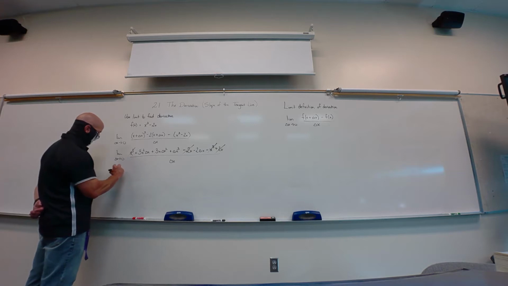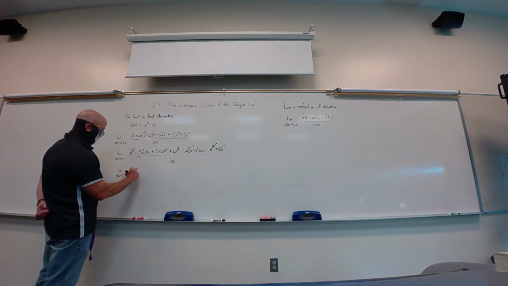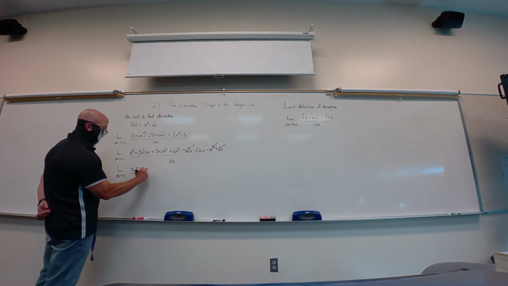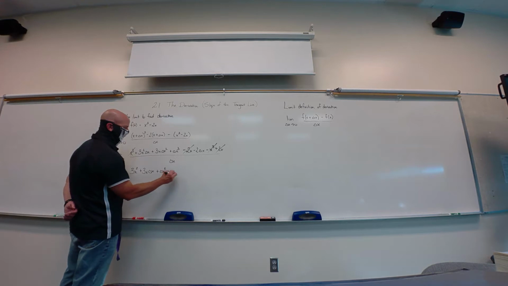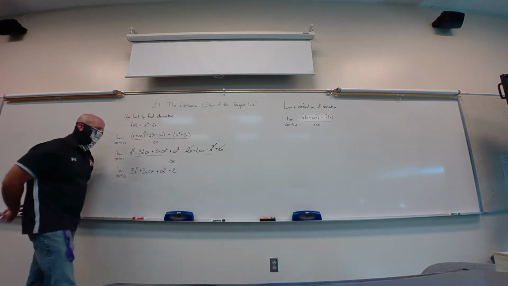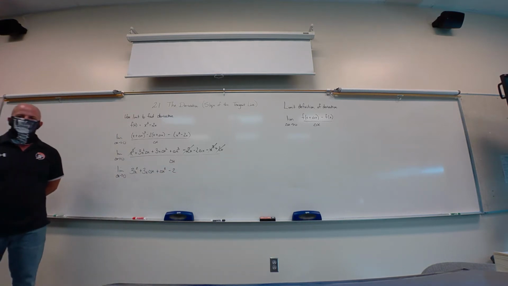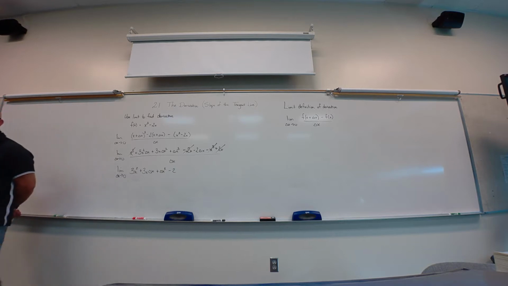Limit, delta x approaches 0, 3x squared plus 3x delta x plus delta x squared minus 2. Again, I just went across the top, took a delta x out of each one. That makes sense okay there?